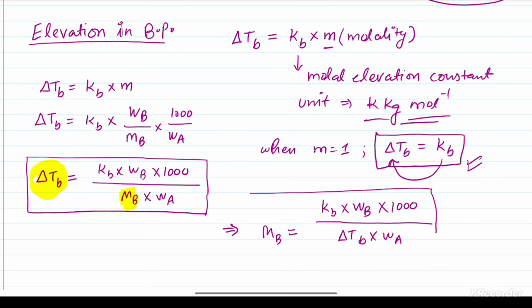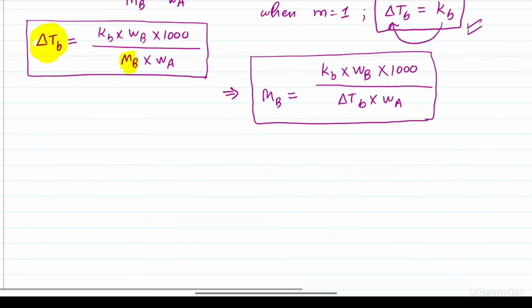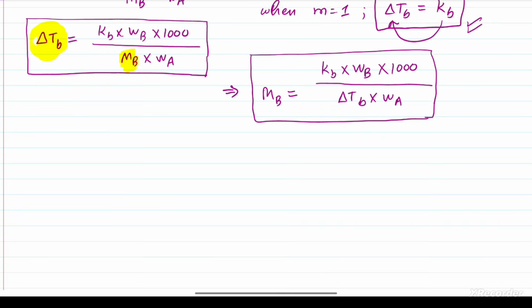So basically you don't need to memorize anything. You can just derive this expression within 2 or 3 minutes during your exam. Okay. So with respect to Kb, the molar elevation constant, you have to use Kb. If we have the third colligative property, depression in freezing point, you just have to change these numbers, nothing else.